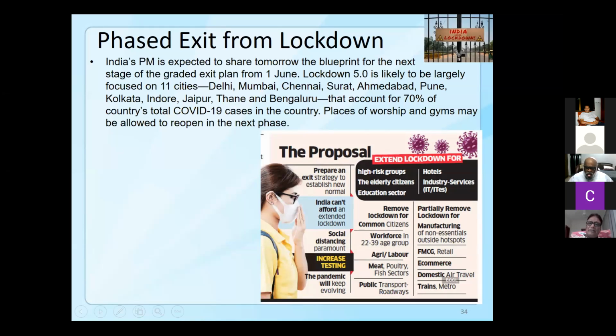But one of the things is, many of us in this group today are in the high-risk groups. We are the elderly citizens, the education sector. Some of them, probably the lockdown has to be extended for them. But removing lockdown for common citizens, workforce, agriculture, laborers, and so on. I think these are some of the things that may be announced. And partial removing of lockdown for the manufacturing sector, e-commerce, domestic air travel, trains, metro, all this. More announcements, I'm sure, are coming tomorrow.